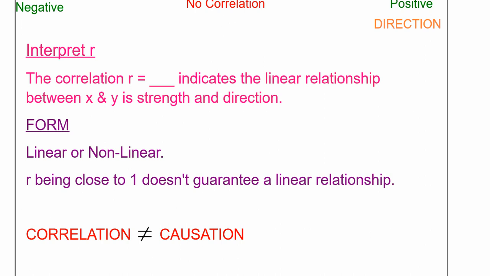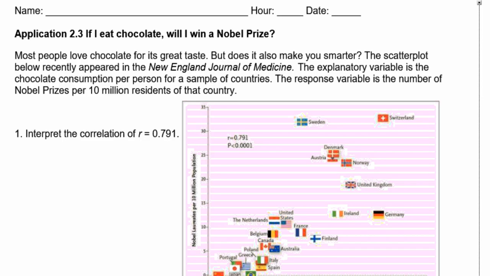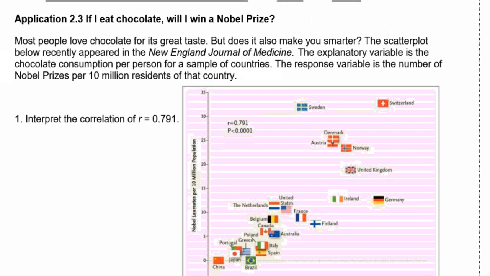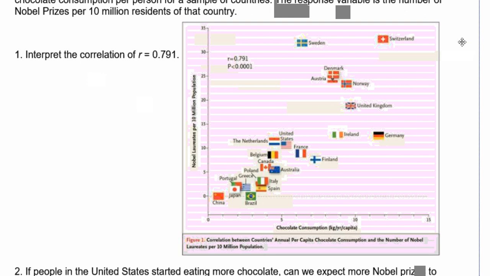So with what we worked on today, you're going to take a look at your application for 2.3. If I eat chocolate, will I win a Nobel Prize? So again, remember, most people love chocolate for its great taste, but does it also make you smarter? The scatterplot below recently appeared in the New England Journal of Medicine. The explanatory variable is the chocolate consumption per person for a sample of countries, and we can see that with the flags. The response variable is the number of Nobel Prizes per 10 million residents of that country. So again, here's our graph depicting the situation.